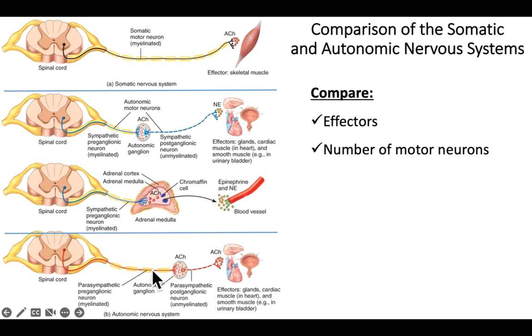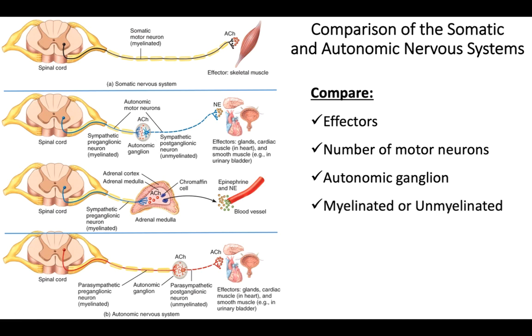And notice the parasympathetic down here is also using a two neuron arrangement. So what's the autonomic ganglion? That's where the pre and postganglionic neurons communicate with one another. Again, pre releases the neurotransmitter. Postganglionic requires a receptor for that neurotransmitter.